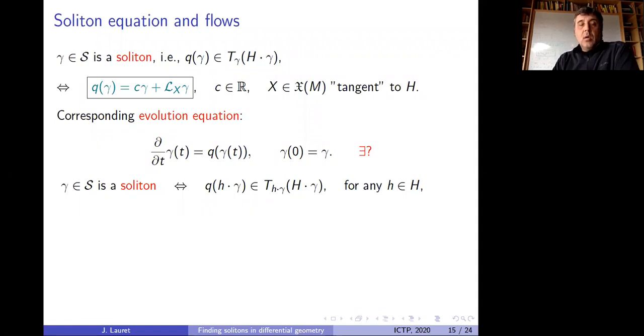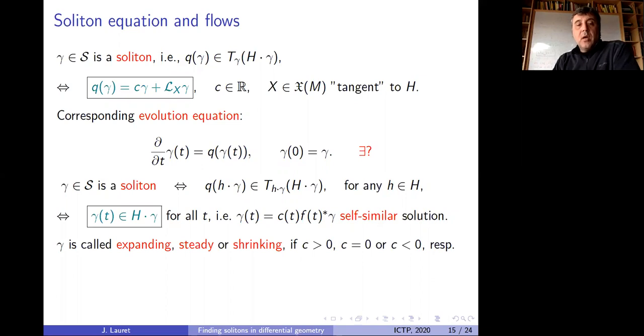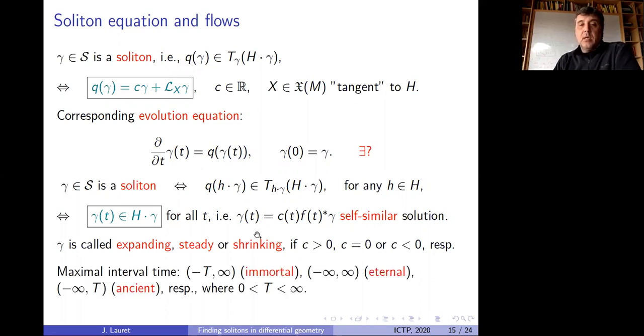But with respect to the evolution, a structure is a soliton if and only if it's a self-similar solution. This is the concept: the solution starting at the soliton is self-similar. So if you expect it to improve with this evolution, you're not. You're getting all equivalent geometries. Well, you have this notion of expanding, steady, and shrinking depending on the sign of this constant C, and you get this kind of solutions for the solitons with these very poetic names.